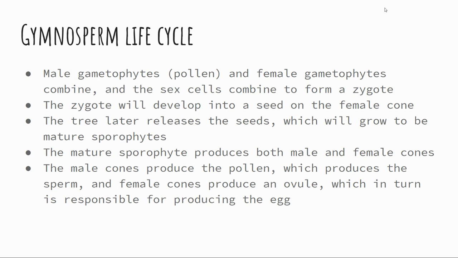Those seeds could be dropped directly beneath where the tree is, or they could be traveled by wind, animals, sometimes shoes or clothing. There are different ways that seeds can be transported. We'll talk about that more when we get to angiosperms. The male cone produces the pollen, which produces the sperm, and the female cones produce the ovule, which in turn is responsible for producing the egg, which will be fertilized by the sperm.